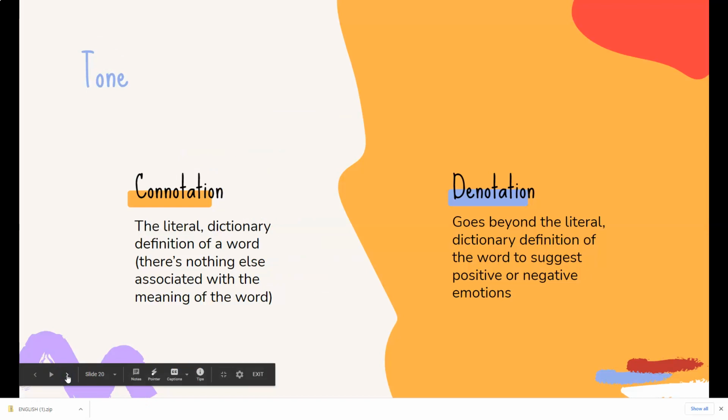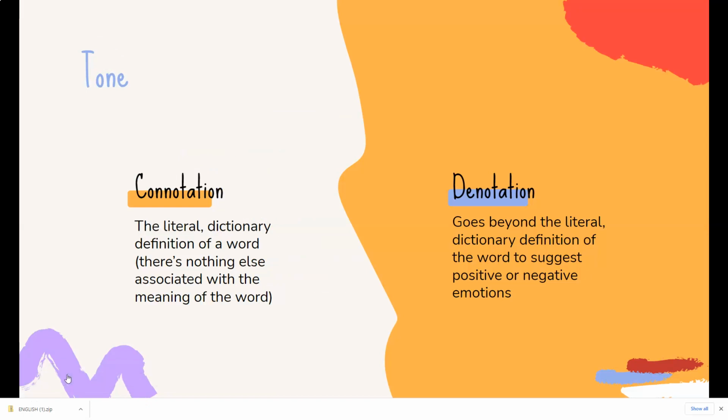And something else to consider when we think about tone and the words we use is connotation versus denotation. Denotation refers to the literal dictionary definition of a word, so there's nothing else associated with the meaning of the word. As opposed to connotation, which refers to positive and negative emotions associated with specific words.